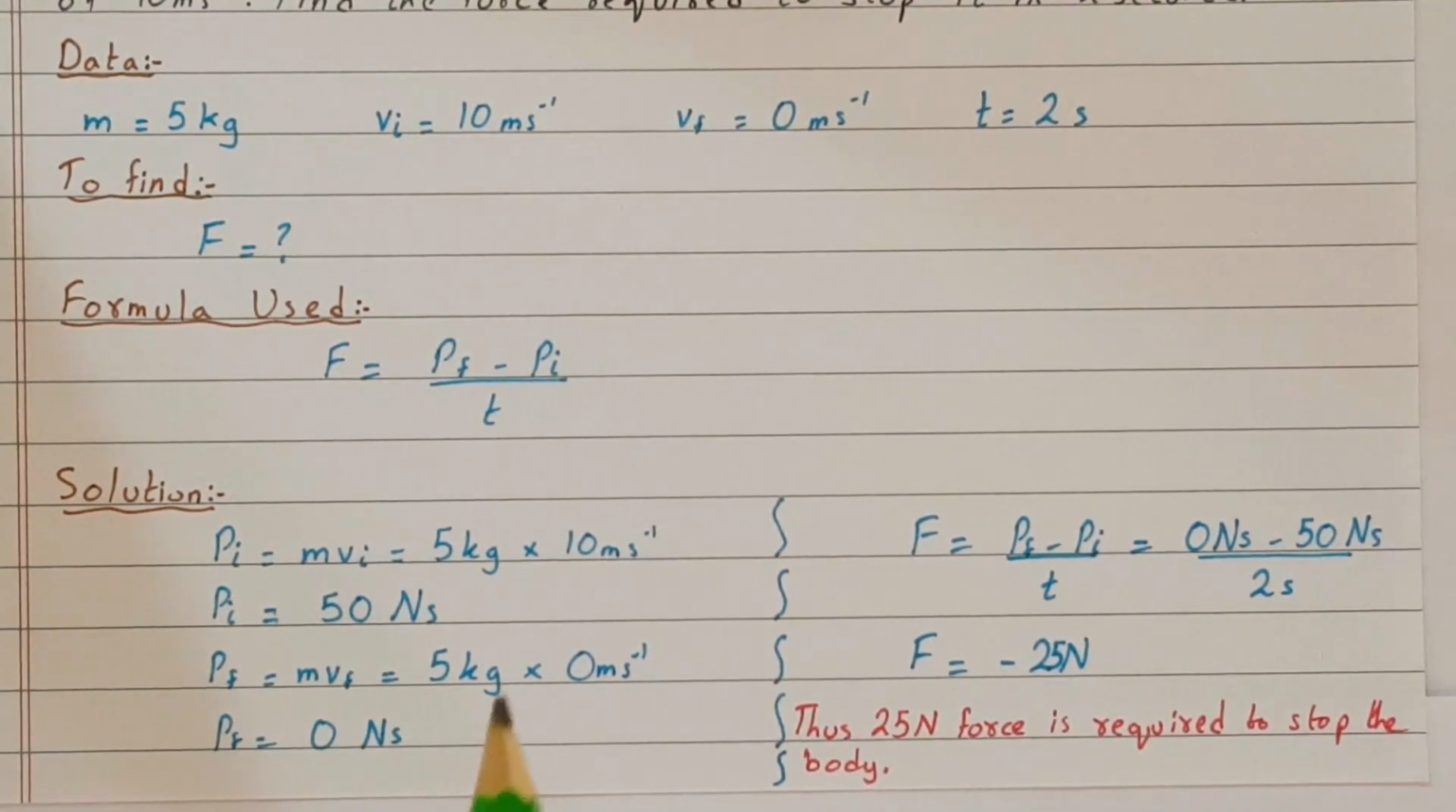Now substituting these values of momentum in the equation of force, we get 0 Newton second, the final momentum, minus the initial momentum, 50 Newton second, divided by the time, which is 2 seconds. So the force required to stop the body equals negative 25 Newton. This negative sign shows the applied force must act in the opposite direction to the moving body to stop it. Thus, the magnitude of the force required to stop the body is 25 Newton.